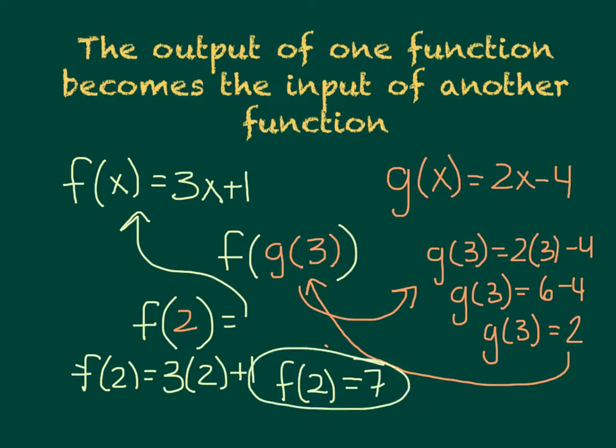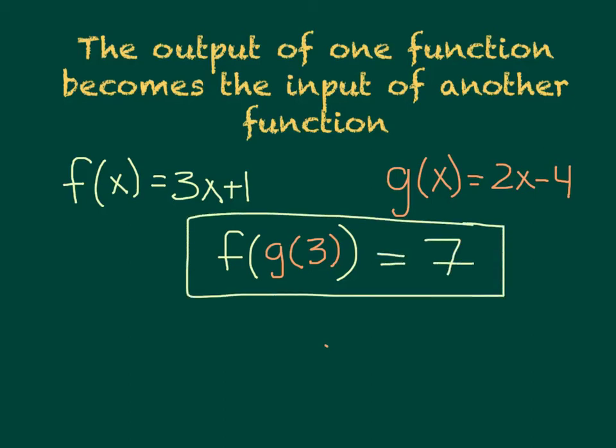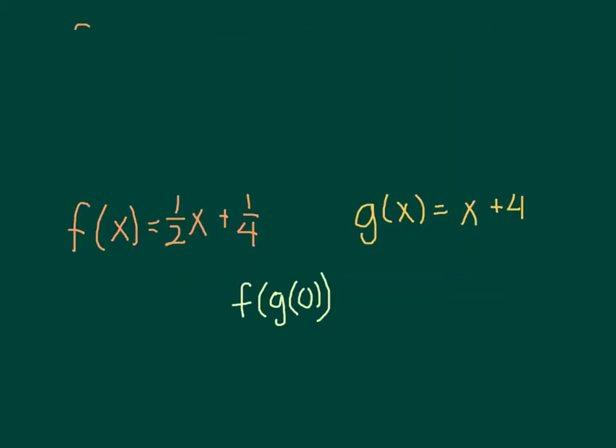Now that you've seen the whole process, I'm going to get rid of some of this so that I can just write it out. So we now know that f of g of 3 equals 7. So that would be our final answer. Let's look at another example.